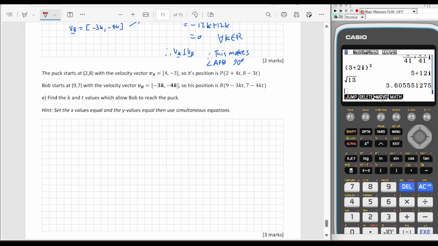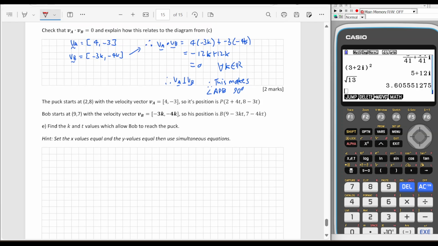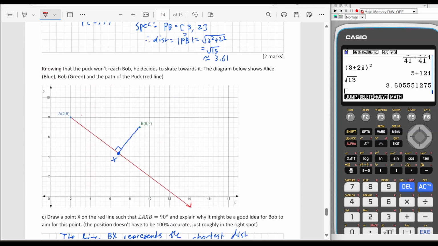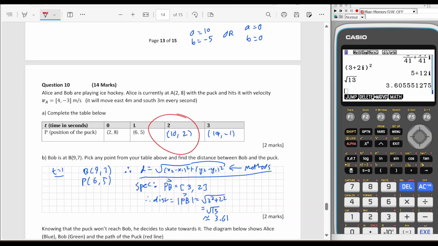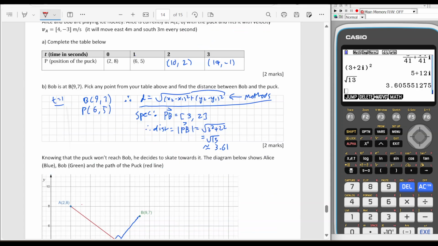Basically, if you want the position of the puck, you can imagine plugging in, I don't know, t equals 2 there. What would you get? Well, 2 plus 4t. So 2 plus 4 times 2 is 2 plus 8, which is 10. And then 8 take 6, so you get 10, 2. And oh my goodness, t equals 2 gives you (10, 2). So that's where that comes from.